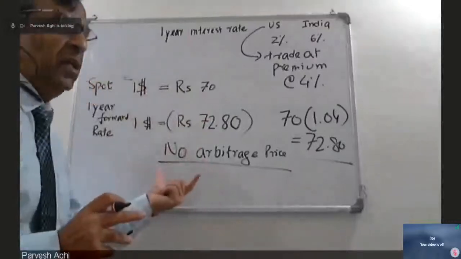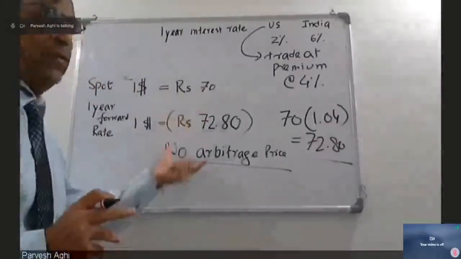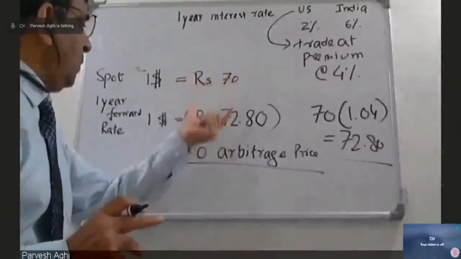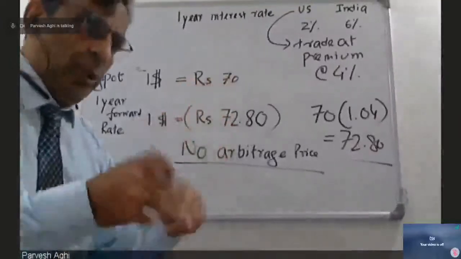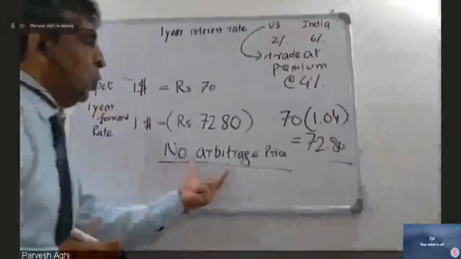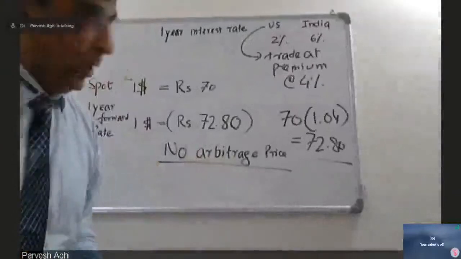They only see the mispricing of the rates. Okay, if they find that there is a mispricing between the spot rate and the forward rate, then they are going to come to the market and do their arbitrage trade. So this is called no arbitrage price. Okay.